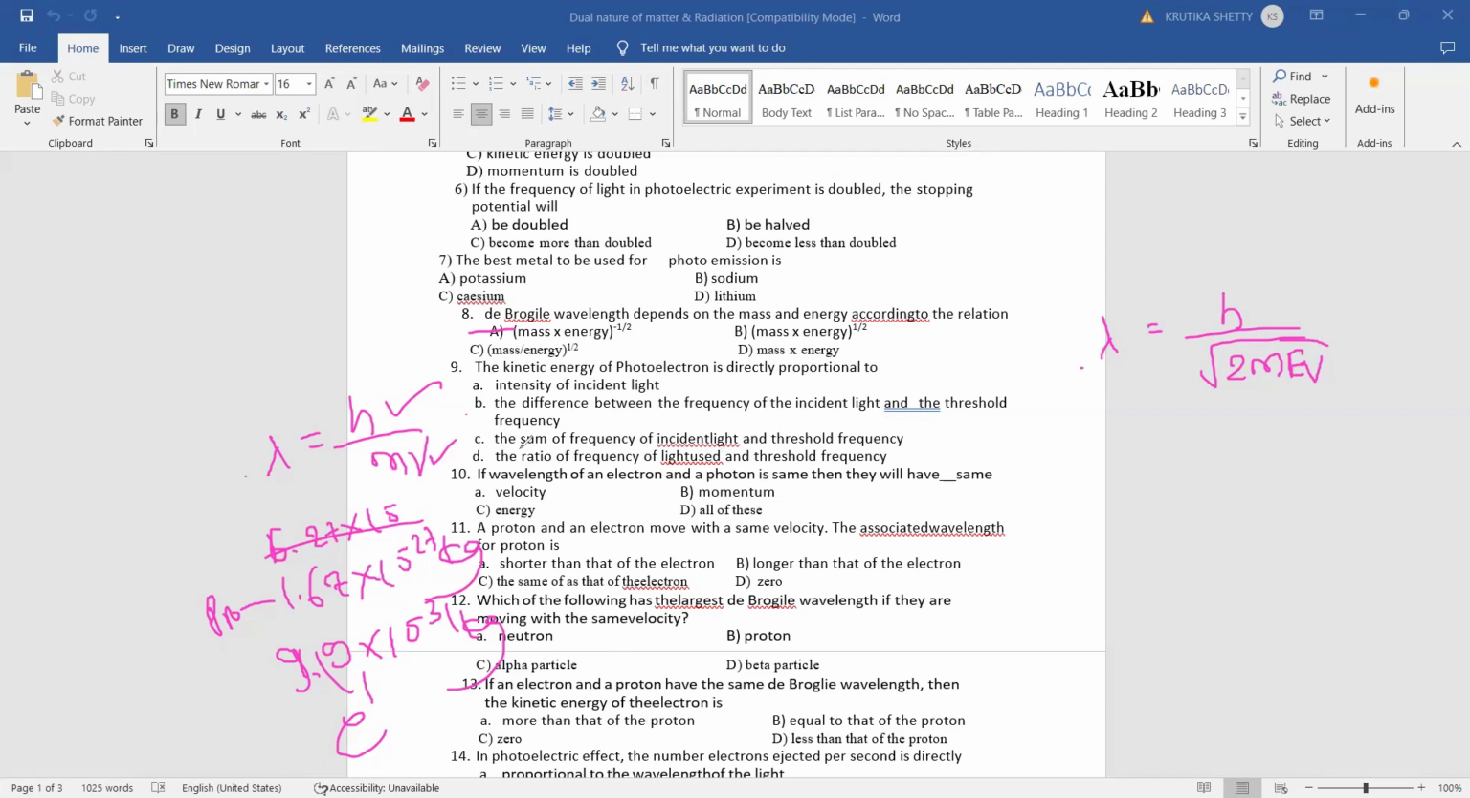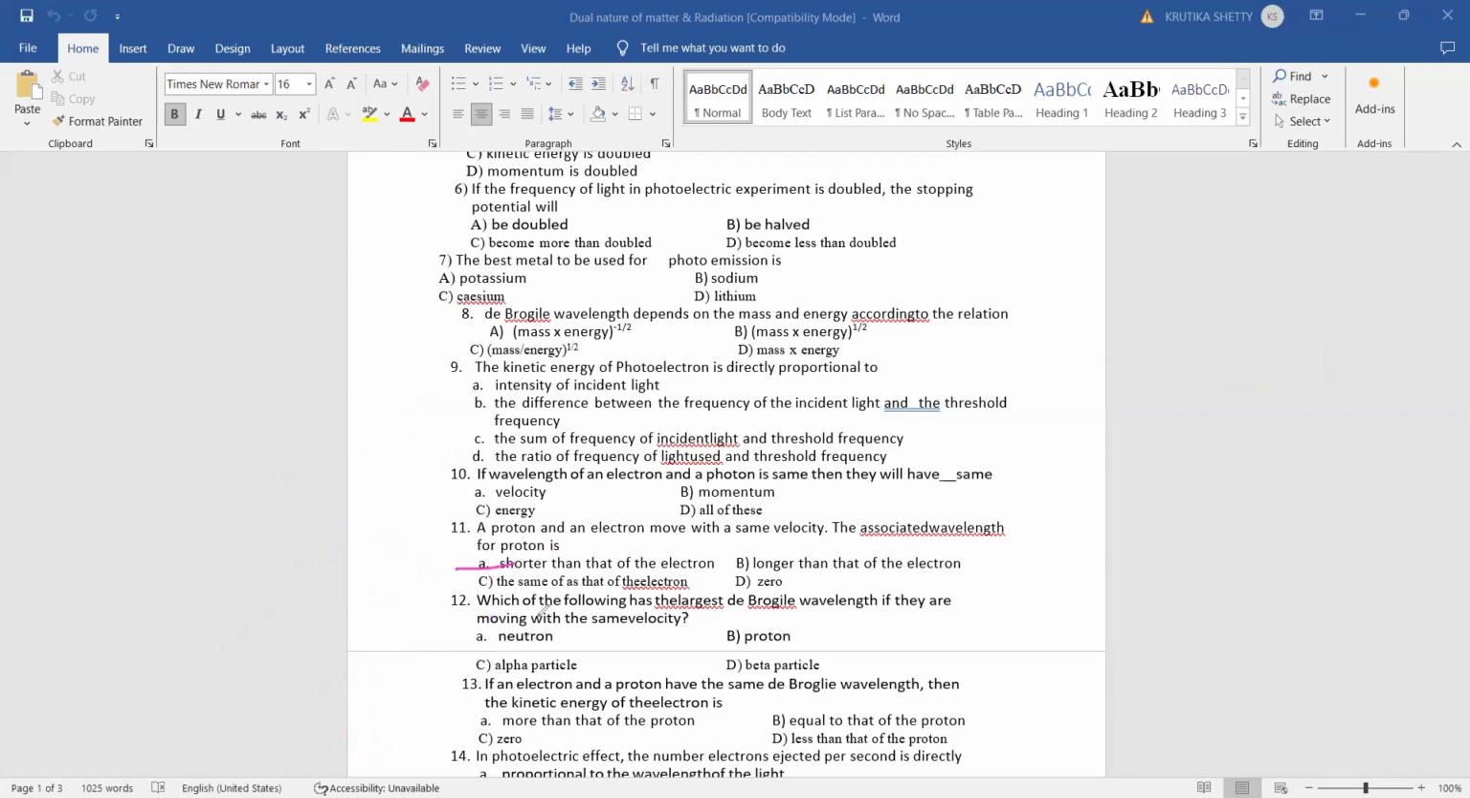See here, the electron will have the greater wavelength than the proton, because of the mass difference you can see. So the electron's will be greater. According to that, shorter than that of the electron, longer than that of the electron. Yes, it is option A, shorter than that of the electron. Option A is the correct answer. Okay students, question number 11, option A is the right answer.